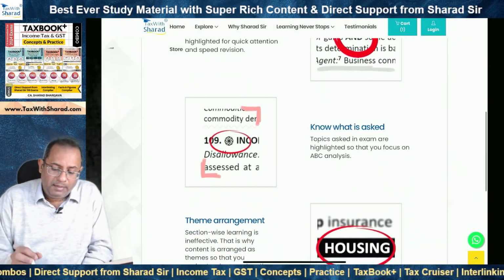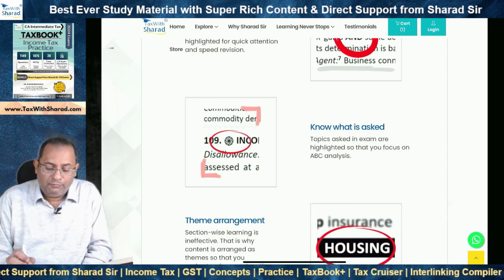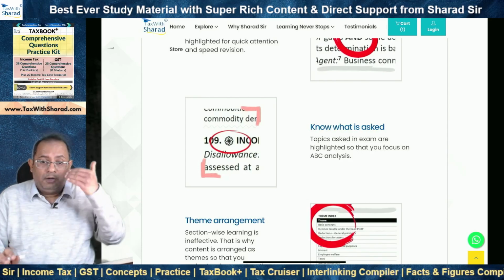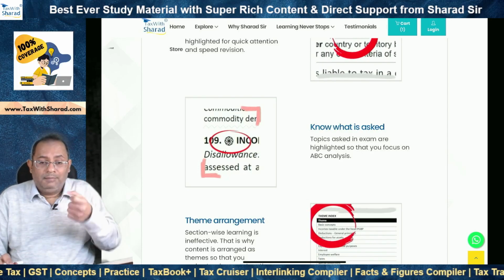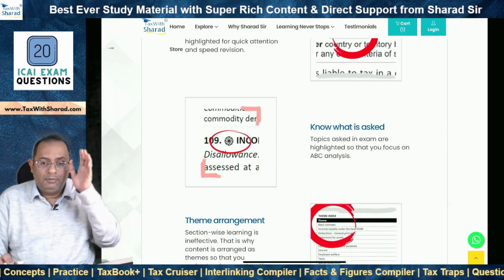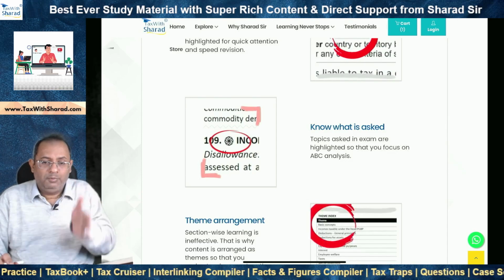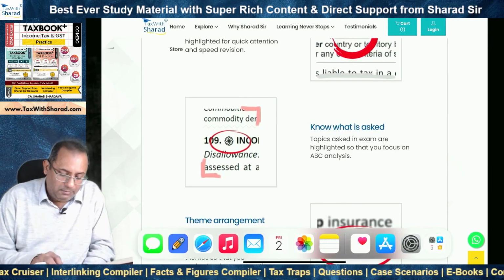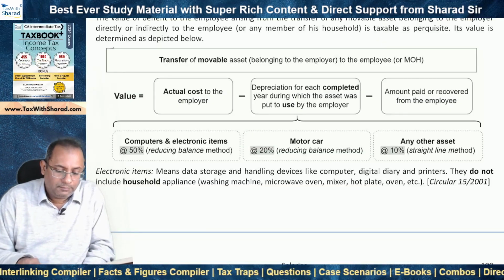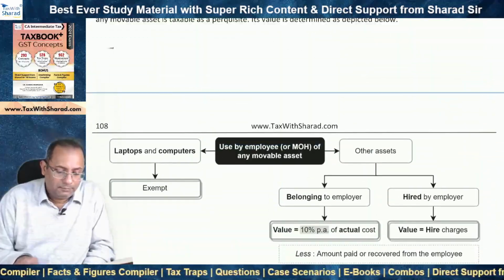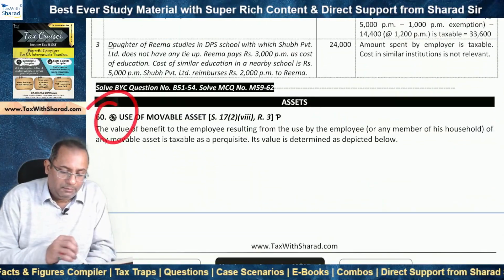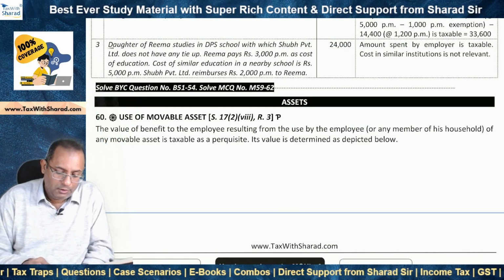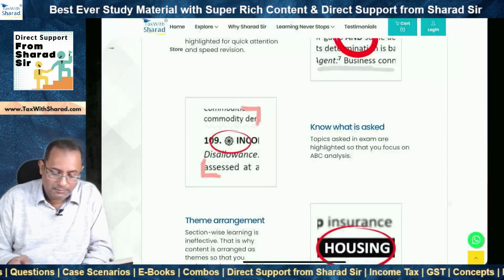Know what is asked. Topics asked in exams are highlighted so that you focus, based on ABC analysis. So you know about ABC analysis. What is most important, what is regularly asked in exams, is A, which is most important. You need to devote the fullest possible attention. Then comes B and then comes C. So this really helps you because when you see this kind of symbol, this kind of circle, it helps. So you see this kind of symbol, use of movable asset. So a question has been asked, you know that this is important. So across TaxBook Plus you find these symbols.